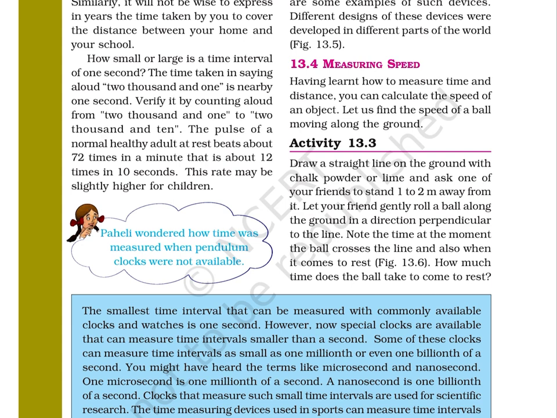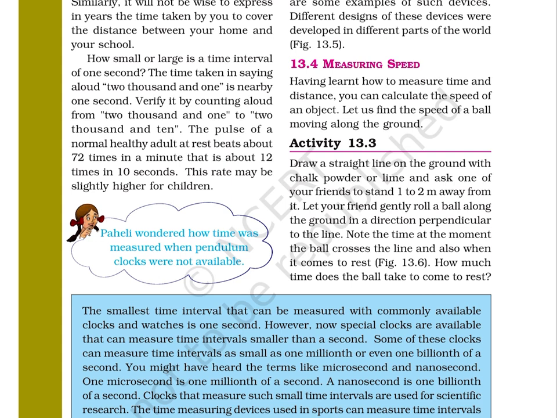Activity 13.3. Draw a straight line on the ground with chalk powder or lime and ask one of your friends to stand 1 to 2 meters away from it. Let your friend gently roll a ball along the ground in a direction perpendicular to the line. Note the time at the moment the ball crosses the line and also when it comes to rest. You can observe this in figure 13.6.